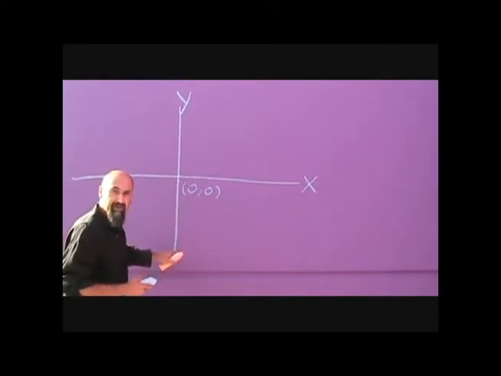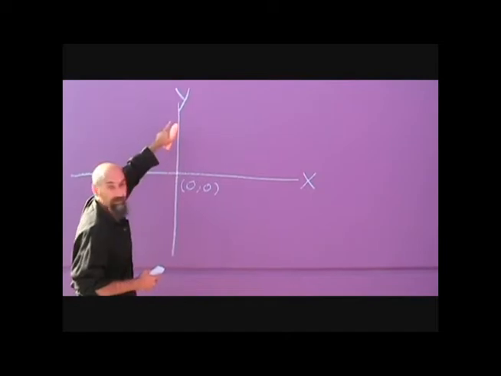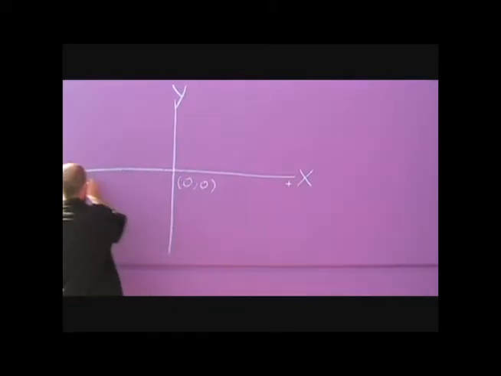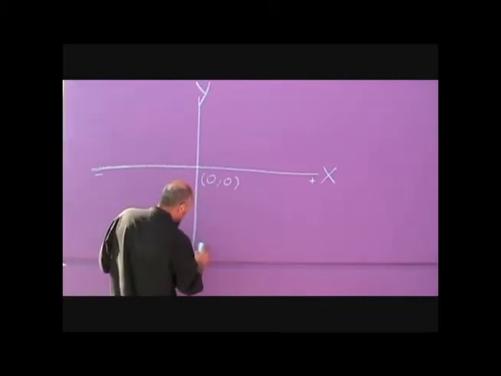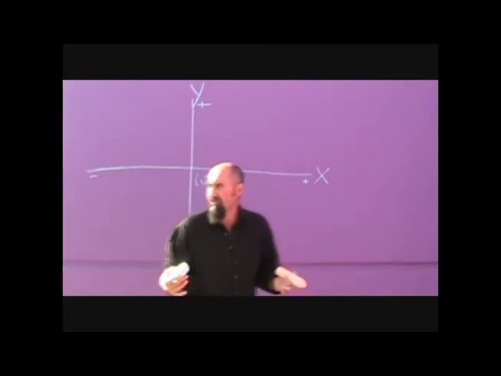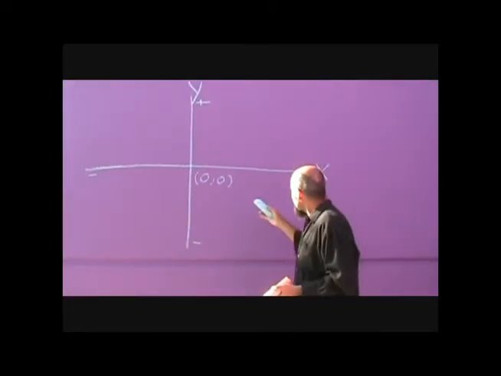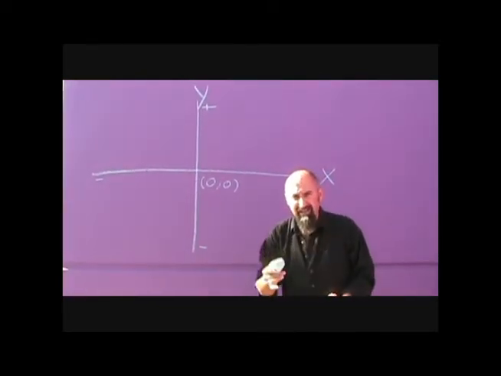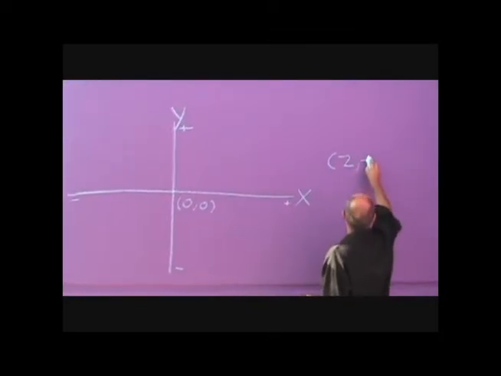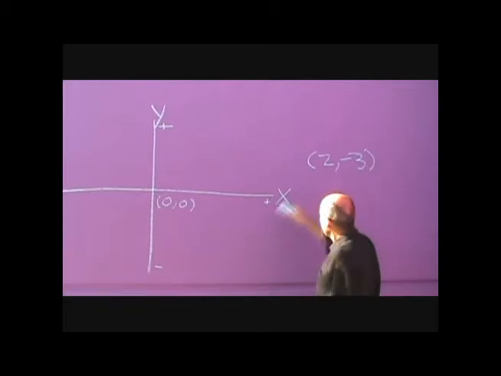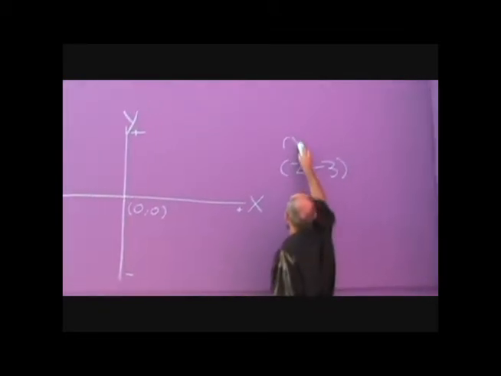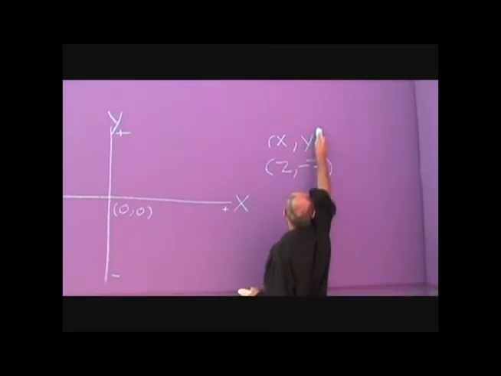This way, you're going to go in the negative y direction, and this way, you're going to go in the positive y direction. So you can think about this as positive x, negative y, and positive y. So if they tell you to put a point at positive 2 and negative 3, well, the way it works is your x-coordinate goes first. So x is first and y is second.